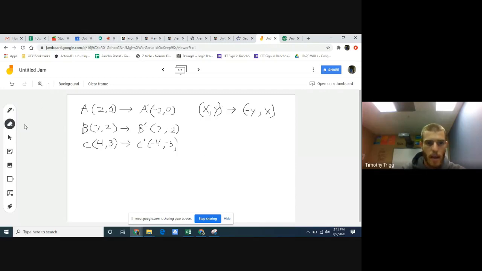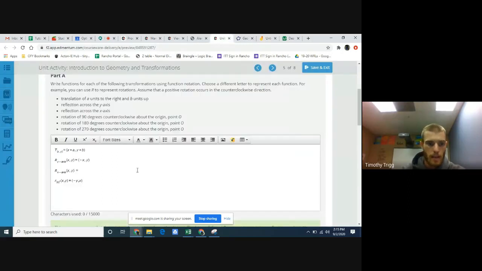So you could probably see what's happening here. Both of the signs of these numbers change once it rotates 180 degrees. So an xy point becomes -x, -y. Just like that. So let's go ahead and write that here.